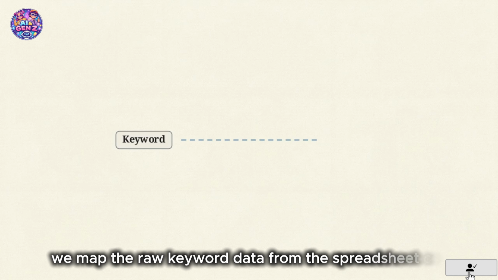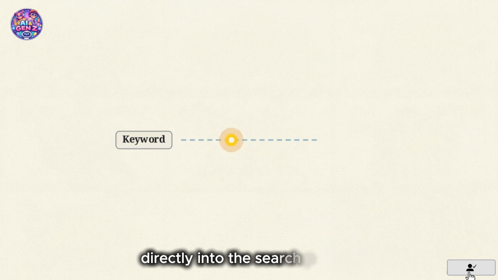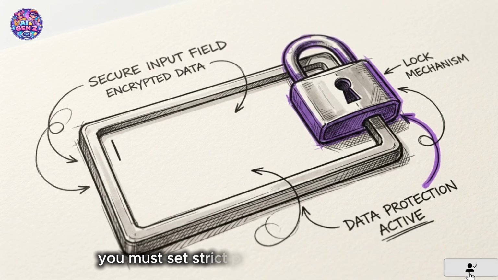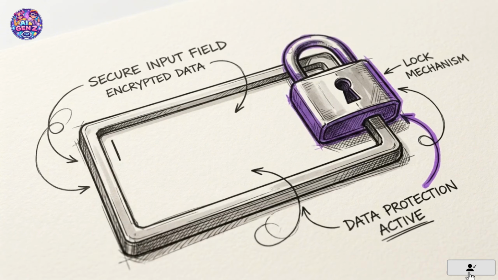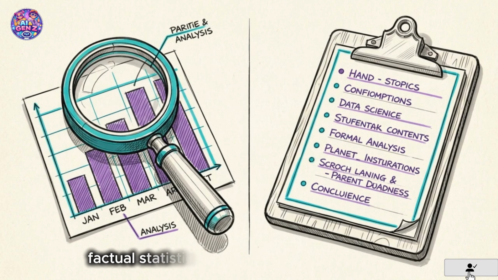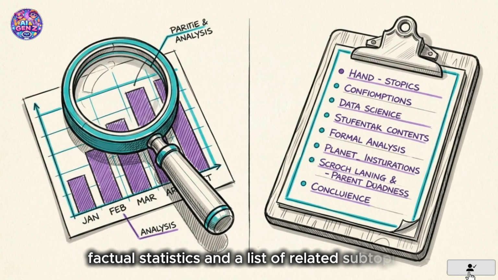Now, we map the raw keyword data from the spreadsheet cell directly into the search prompt of an AI research agent. You must set strict prompt constraints here. Instruct the AI agent to retrieve real-time factual statistics and a list of related subtopics.